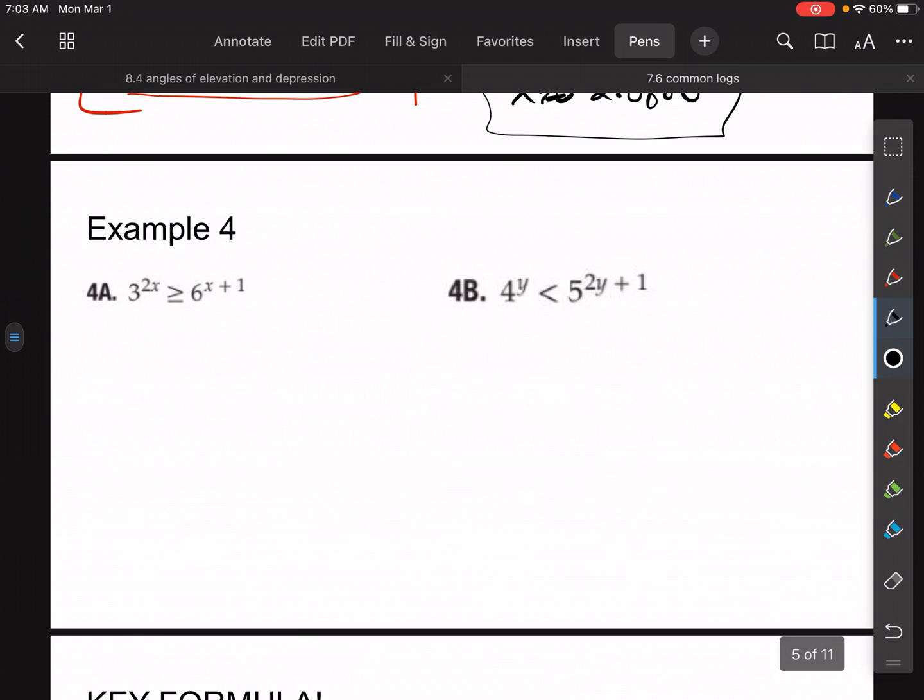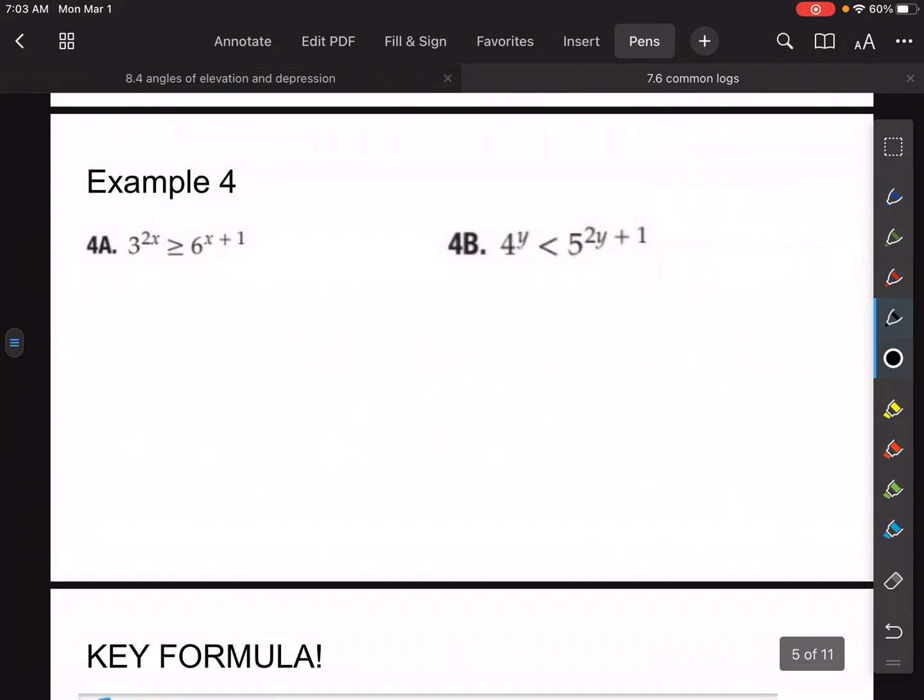Okay, so example 4, which I want to spend some good time on. These are inequalities, but the algebra that goes into this is a little bit hectic. Not too bad though, if you guys remember how to use your properties of exponents and logarithms. So here we go. We're going to do the same thing. We're going to take the log of both sides.